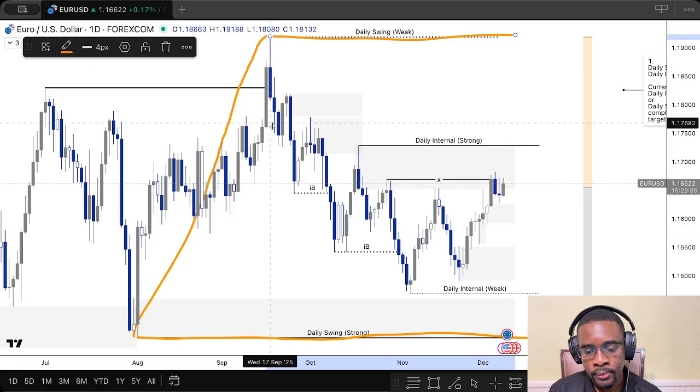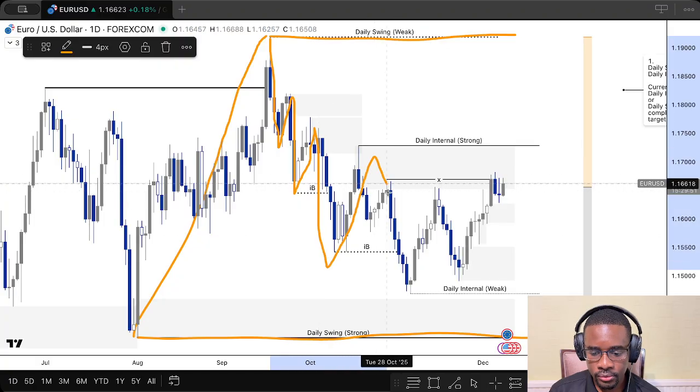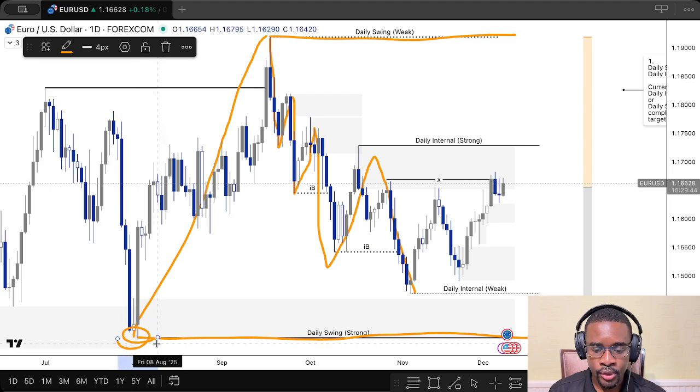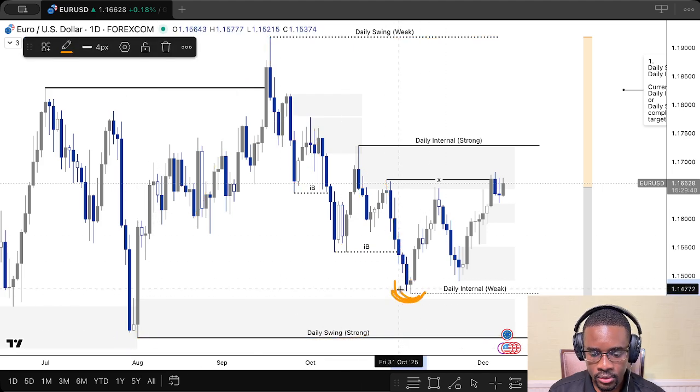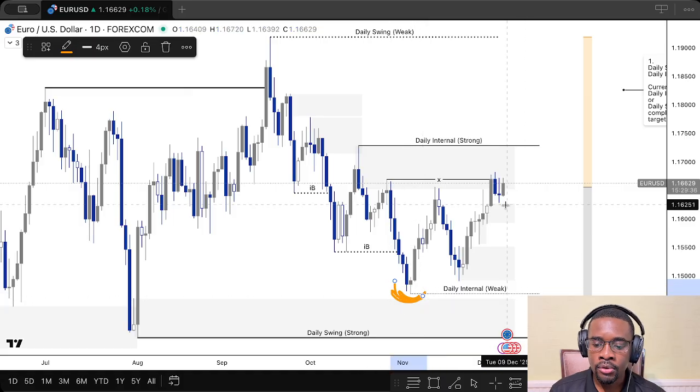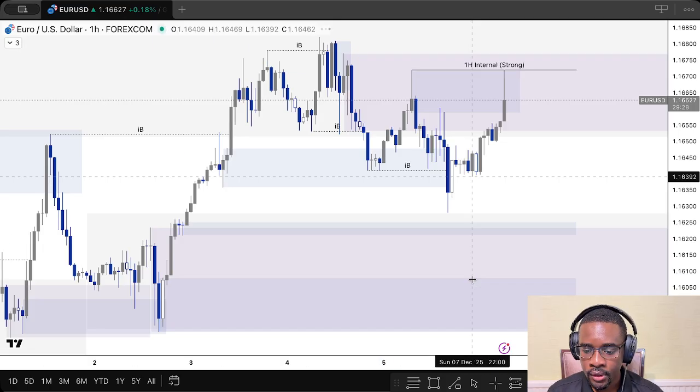Price was in a pullback. Internally price is bearish, but our swing is bullish. So at this point, this could be the higher low that has been formed for price to now continue the bullish swing trend.